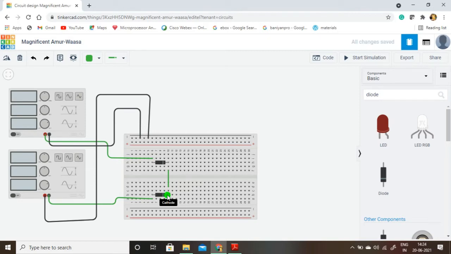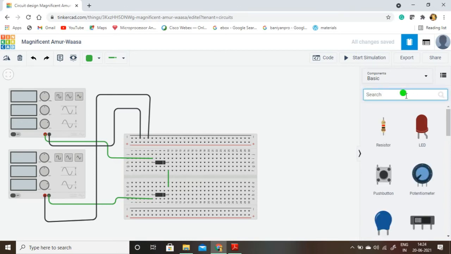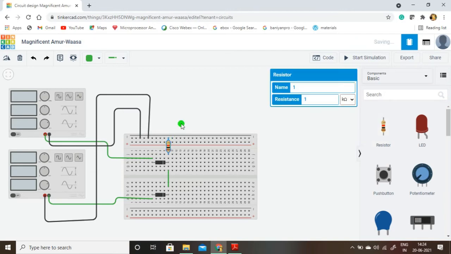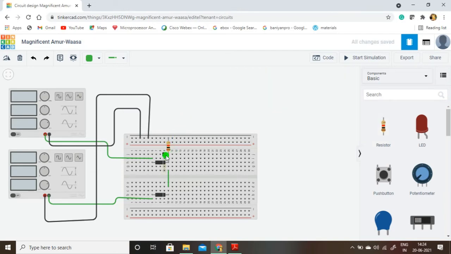What is next? Next we are going to use a resistor. Across the resistor only we are going to show the result. Okay, this is the resistor. Here I am using this 1 kilo ohm resistor, with one terminal connected to the cathode and another terminal connected to the ground.